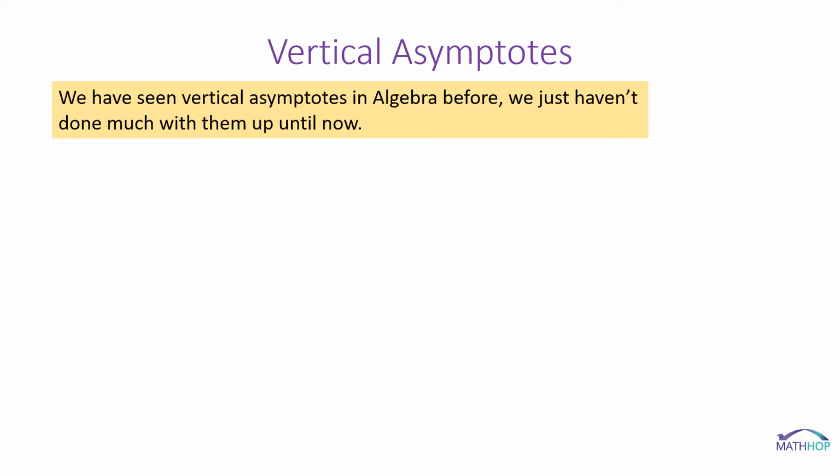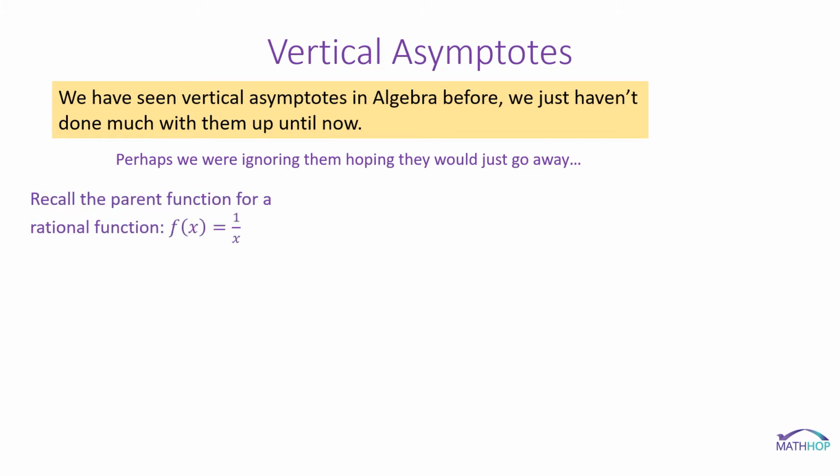And believe it or not, we have seen vertical asymptotes in algebra before. We've seen them in algebra 2, and maybe even in algebra 1. But for sure, we never talked about them. Asymptote is a new word to our vocabulary. Maybe we were just ignoring them, hoping they'd simply go away. But that very rarely works with anything in life. So let's see where we've seen these.